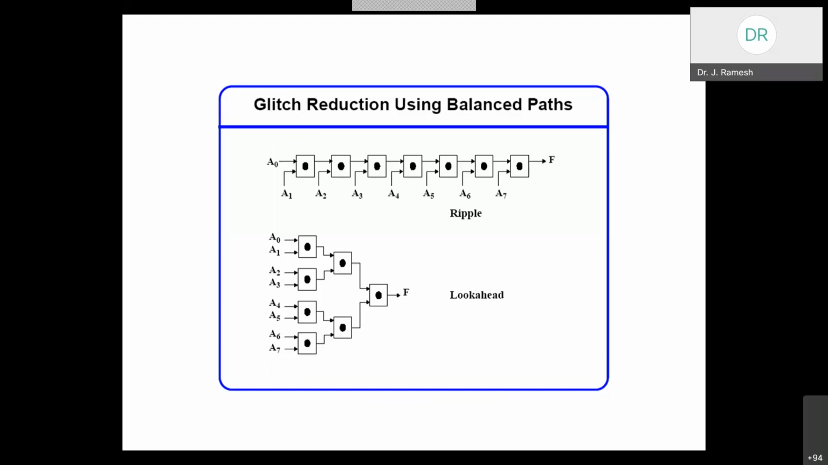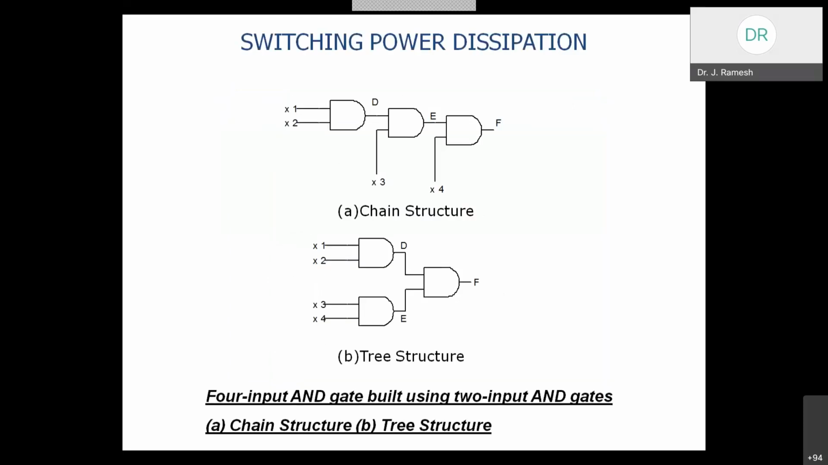If we do the analysis for a 4-input AND gate, the chain structure and the tree structure are used. In both cases, the function F implements x1, x2, x3, x4. That is the function which is getting implemented in both structures. Which one is better as far as the power consumption is concerned? Let us try to analyze that.